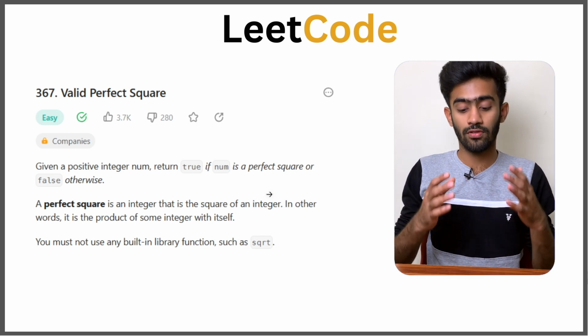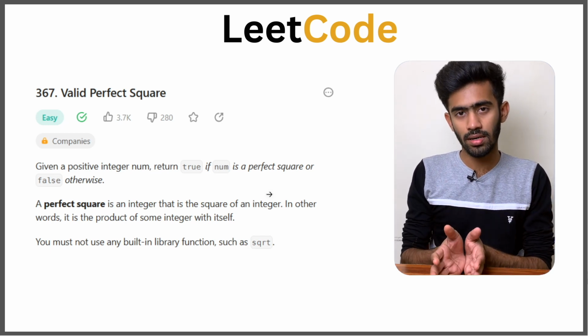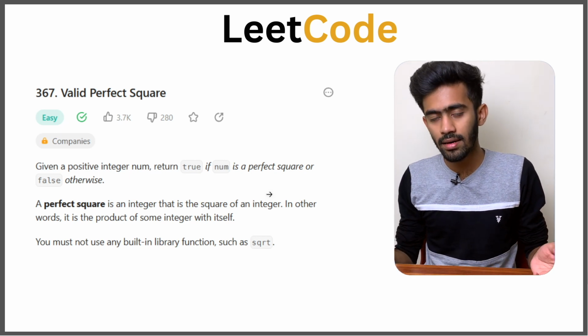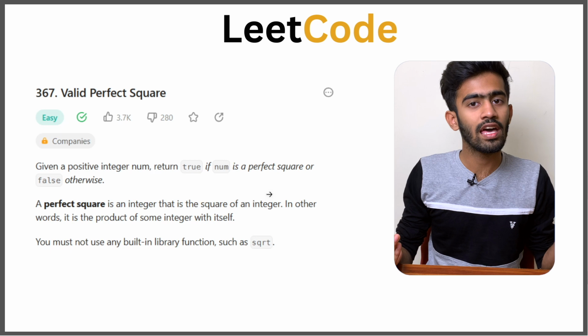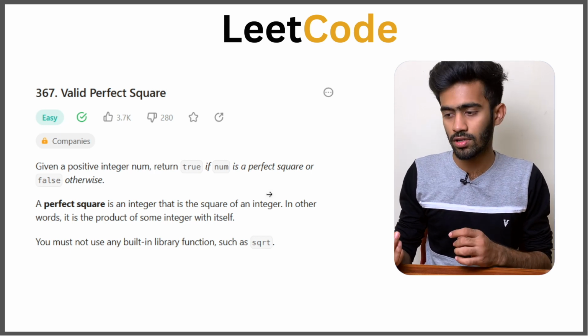Our job is to find whether the given number like 16, 14 and 10 is a perfect square or not. If it is a perfect square, return true. If it is not a perfect square, return false.